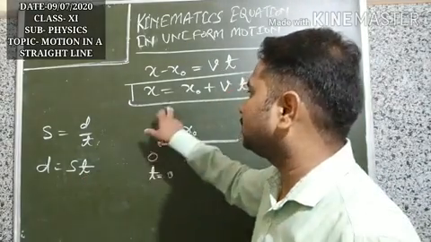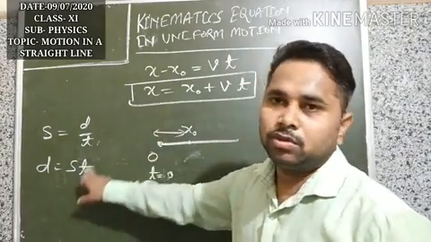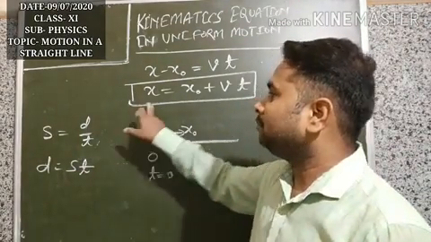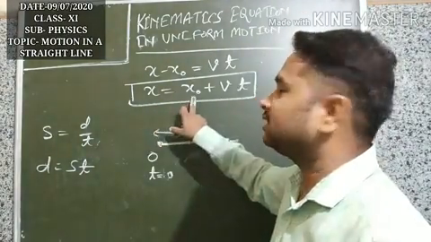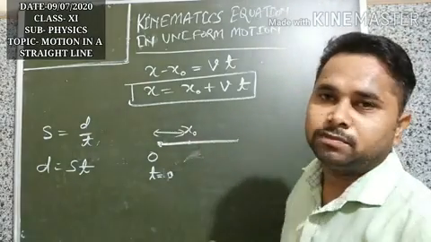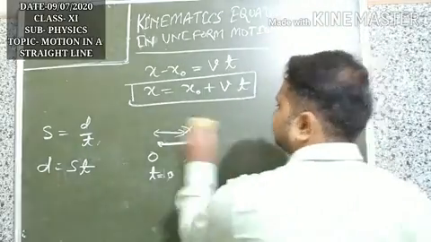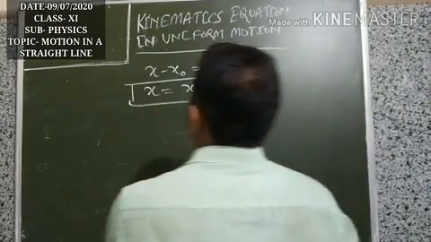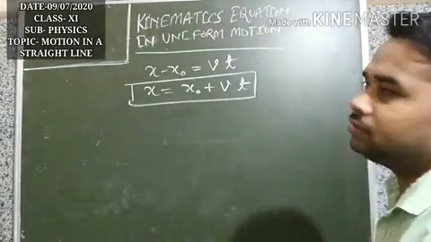So try to understand the difference between these two. Both are the same but have a difference of only x0, which is the initial displacement, and it is called the kinematics equation in uniform motion.